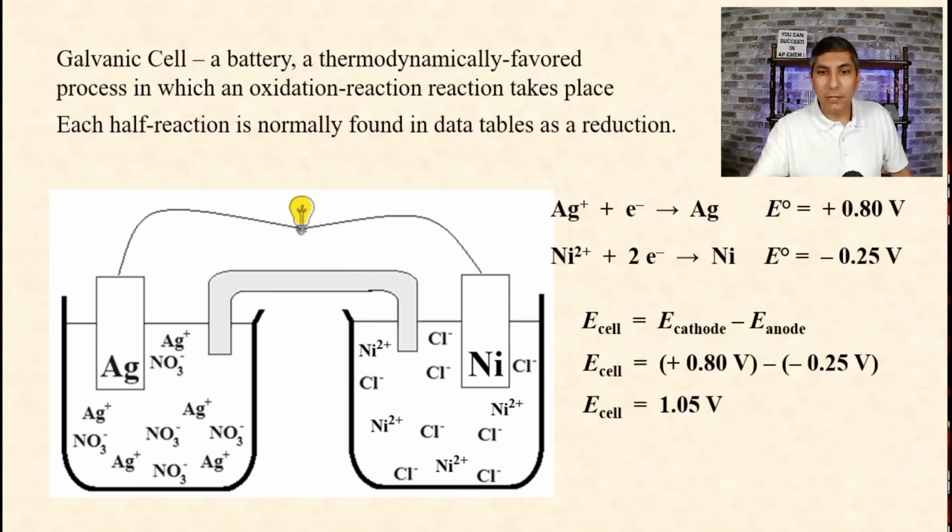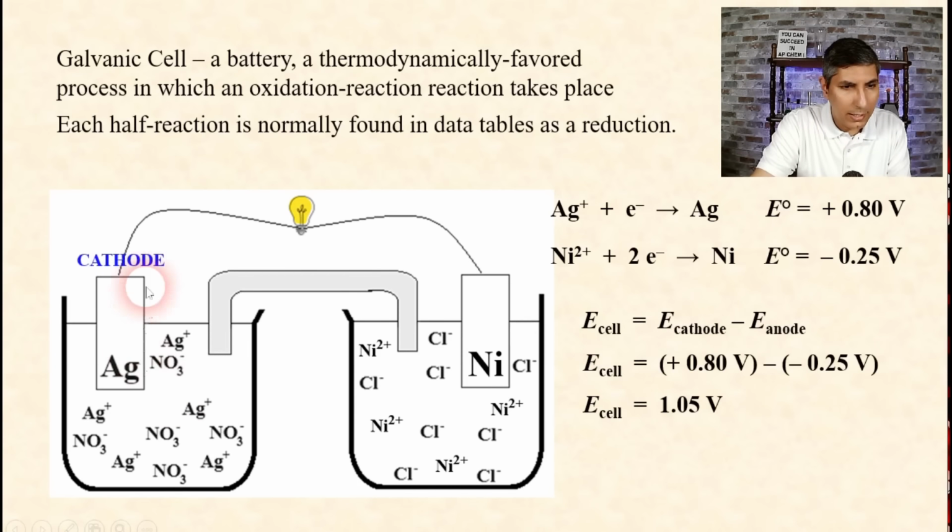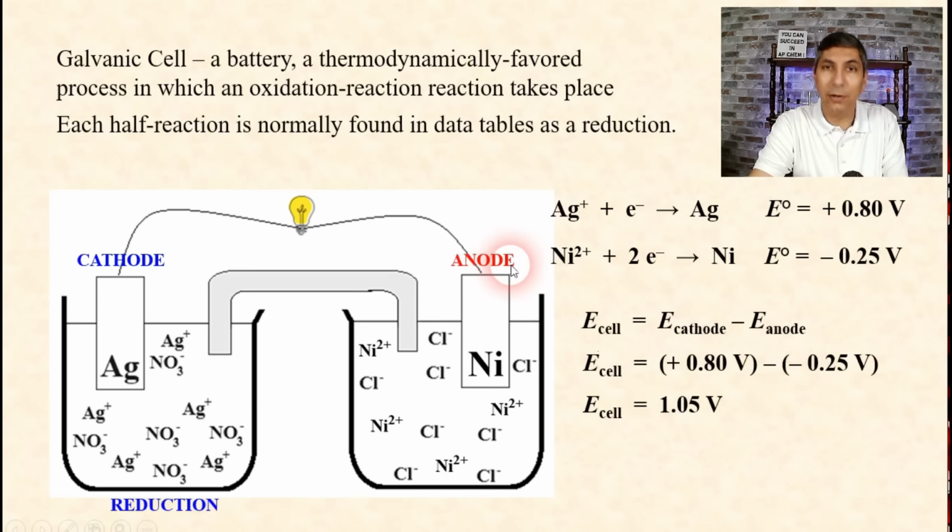Now, this also tells us some information. It tells us that the 0.80 volts, that's the value for silver, is the cathode. So that means that silver is the cathode. And we know that reduction always takes place at the cathode. And the negative 0.25 volts, that was the value for nickel, that is associated with the anode. So the nickel is the anode, and oxidation always takes place at the anode.